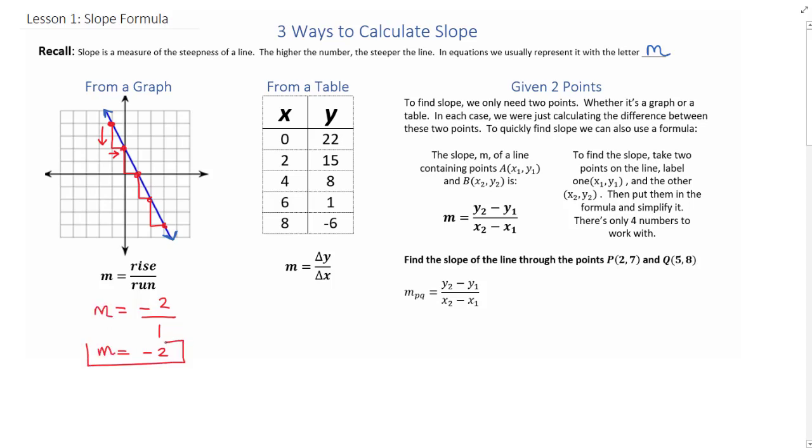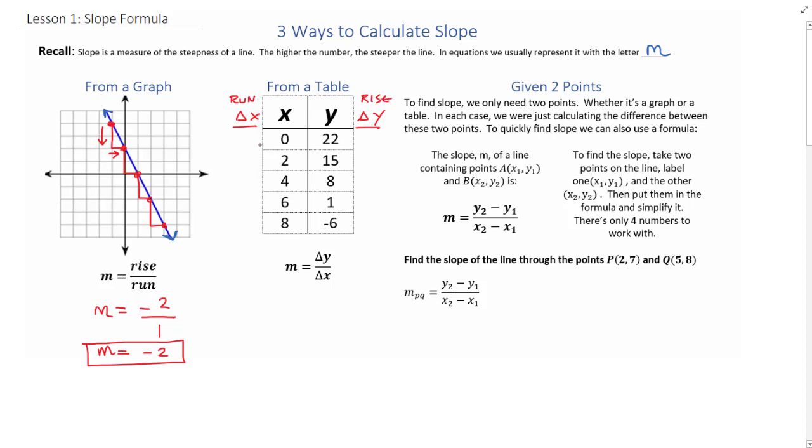All right, so slope from a graph. We've done that a lot in the last unit. We also found slope from a table a lot in the previous unit. So slope from a table. Instead of using rise and run, we use the change in x and the change in y. Now this is actually the same thing. The change in x is the run, and the change in y is the rise.